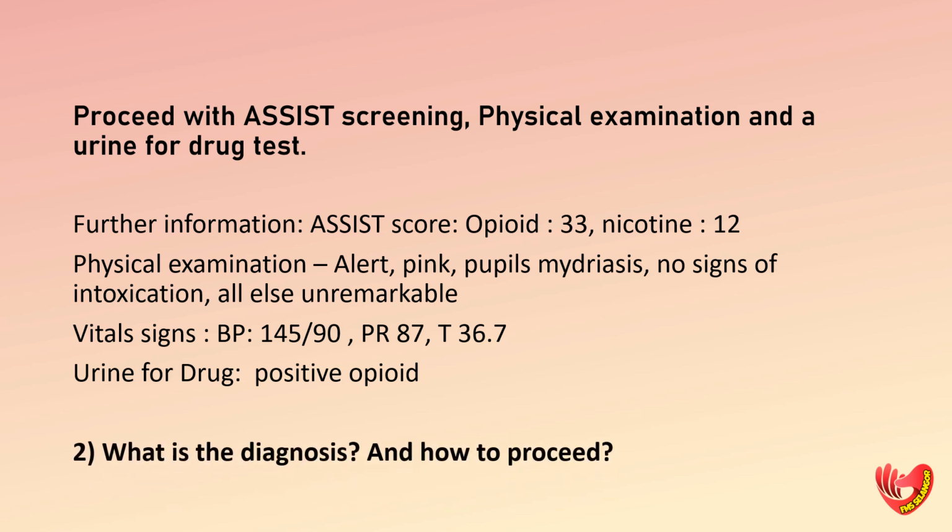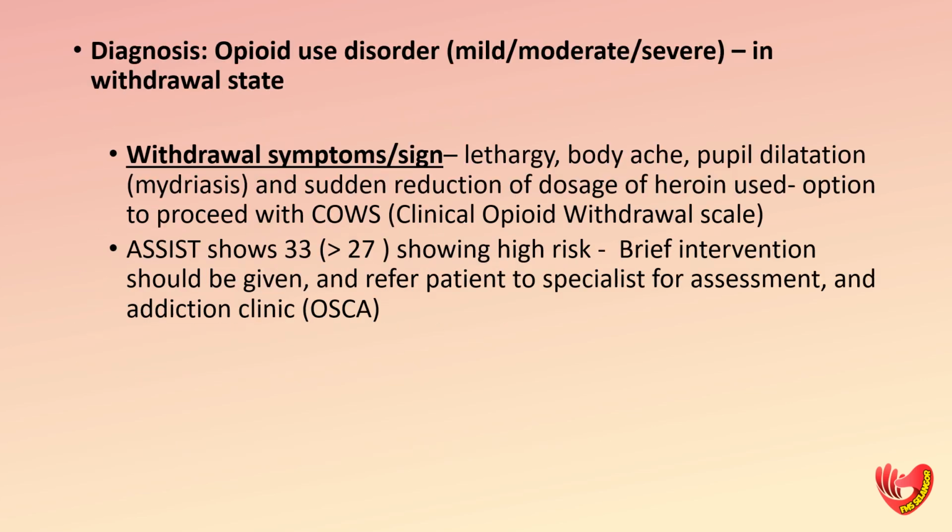What is the diagnosis and how do you proceed? So his diagnosis is opioid use disorder in withdrawal state. Why? His withdrawal symptoms are lethargy, body ache, pupil dilatation, and there is a sudden reduction of the dosage of heroin used, which shows you can proceed with COWS or Clinical Opiate Withdrawal Scale. His ASSIST also shows a high score of 33, meaning high risk. Brief intervention should be given, and the patient should be referred to a specialist for assessment and addiction clinic.